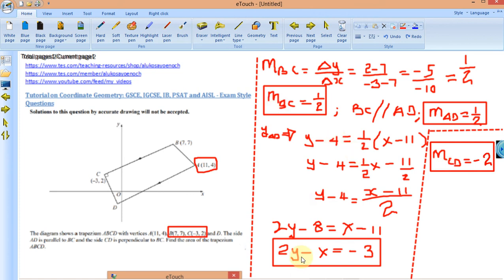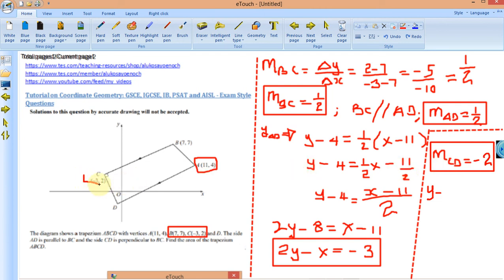Now let's find the equation of the perpendicular line to BC. This is the equation of the line parallel to BC, that is 2y minus x, and we are going to have the equation of the line perpendicular to line BC. Then we solve the system of equations simultaneously. To do that, we use y minus y1, so let's identify what y1 and x1 are first. This is CD, so we'll be working with C here.